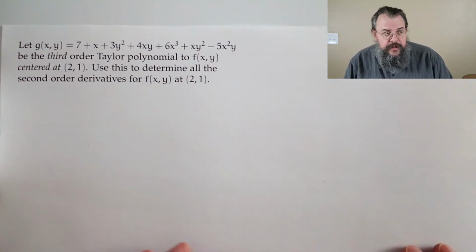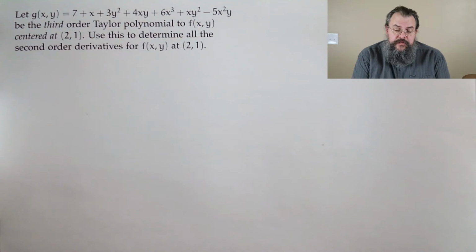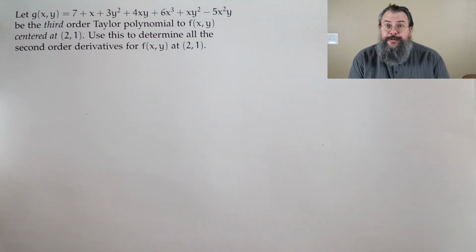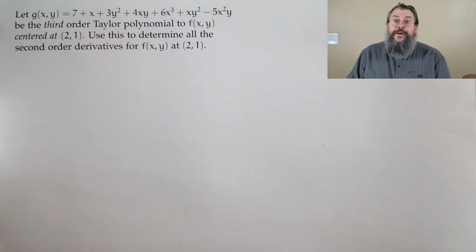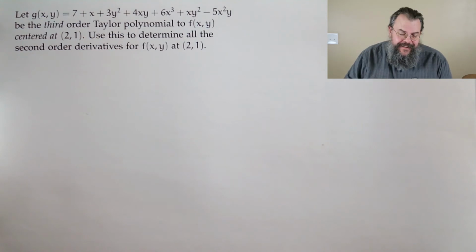Here we go. Let g of x, y be a polynomial: 7 plus x plus 3y squared plus 4xy plus 6x cubed plus xy squared minus 5x squared y. And it's third order. All right. Going all the way to number 3.